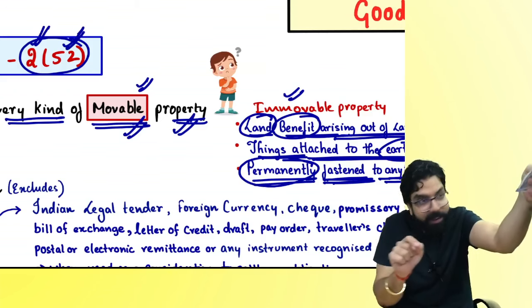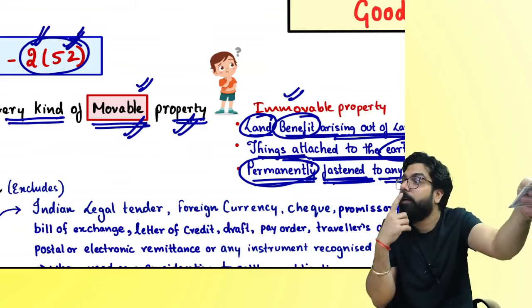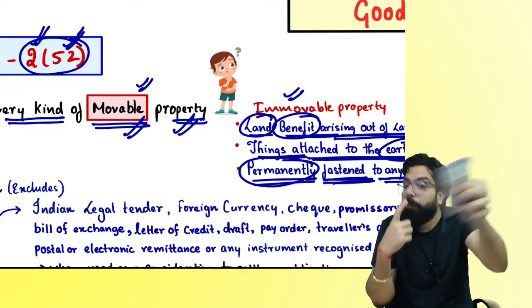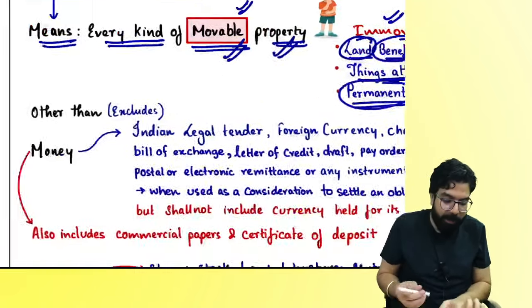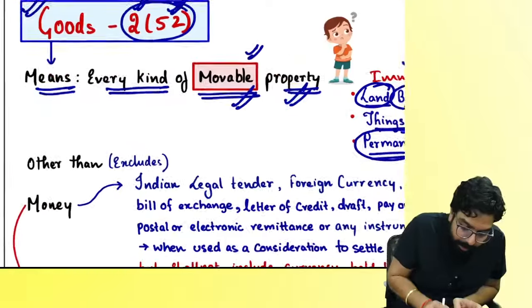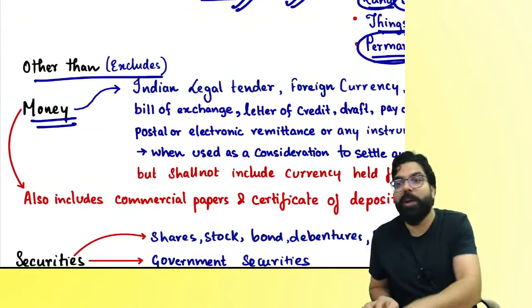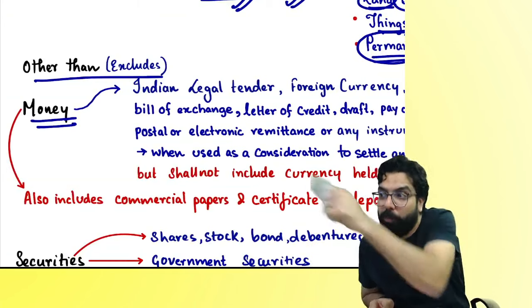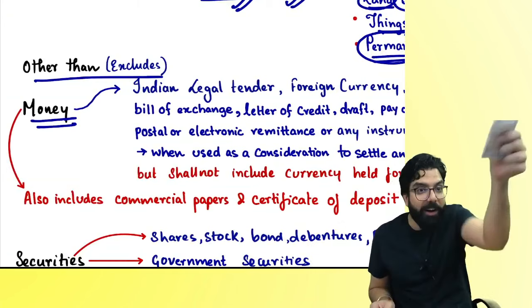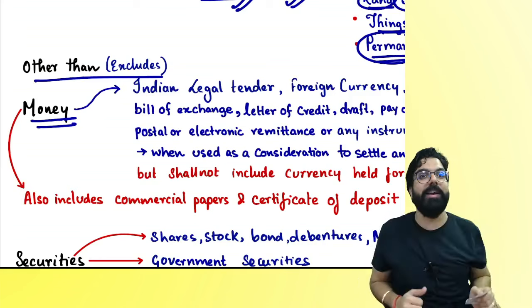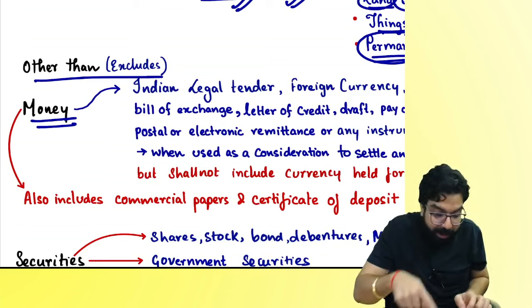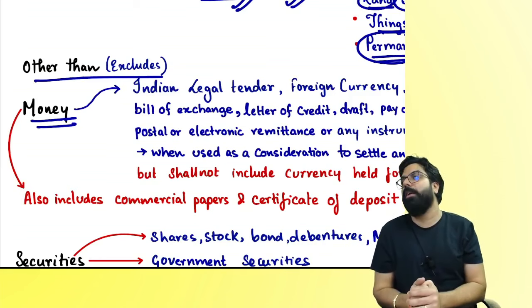100 rupees, GST 18%. Have you ever done that? Why? Because in the next step they told money, goods will be excluding money. Otherwise, when you give money to a shopkeeper, money is also movable. And when you give a 100 rupees note, you should have charged GST on it. But why are you not charging? Because money is specifically excluded from the definition.